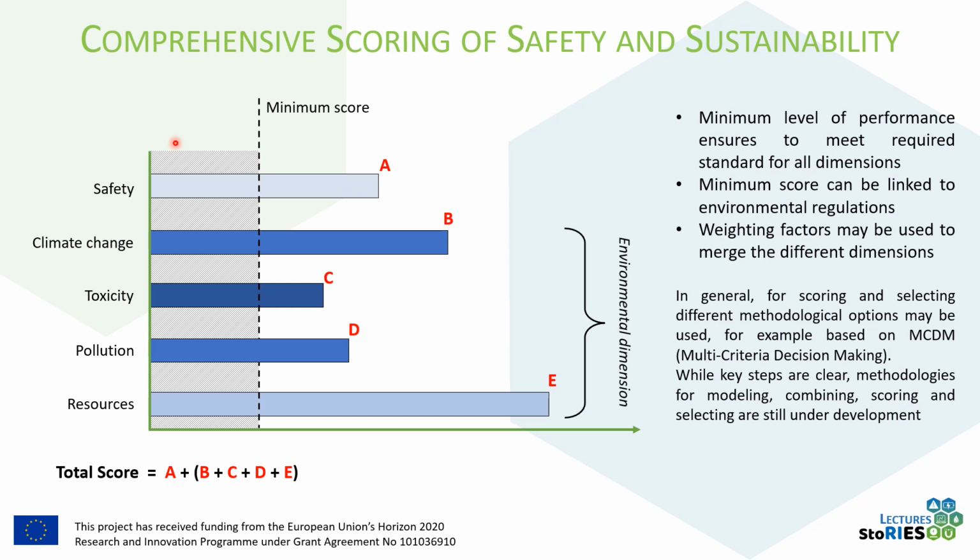At last, in the framework, there is the scoring step, the part of the assessment in which we are able to build a global indicator, and this allows us to compare the different alternatives. Also, in this case, there are some recommendations prescribed. One is to use some minimal level of performance, something that ensures that for all dimensions we have some minimum standards. And second, this minimum score could also be linked with national or European regulations for environment or safety.